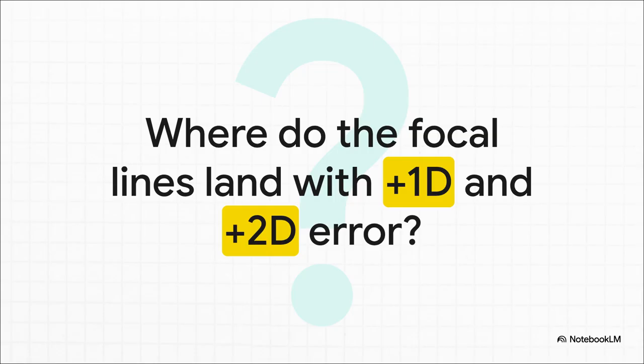All right, let's do a little active recall. Picture a patient sitting right there in your exam chair. If their eye has a +1 diopter error in the vertical meridian and a +2 diopter error in the horizontal meridian, where exactly do the focal lines land inside their eye? I'll give you a second. Try to mentally calculate those focal distances.